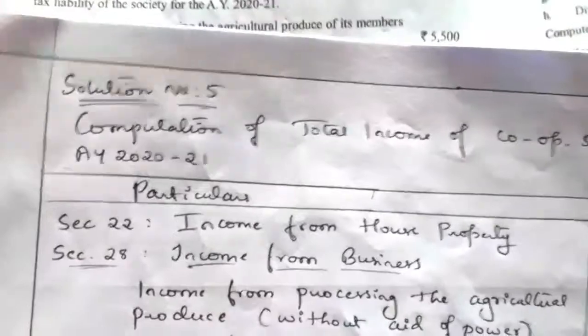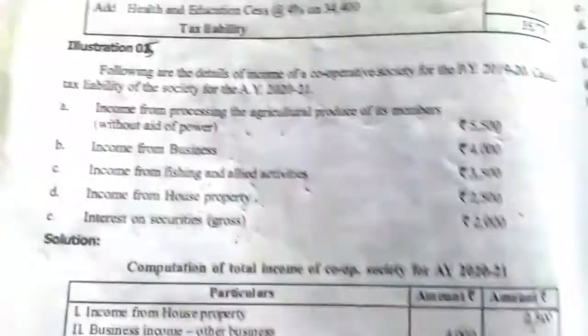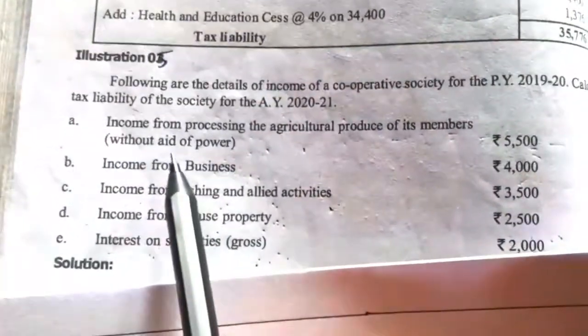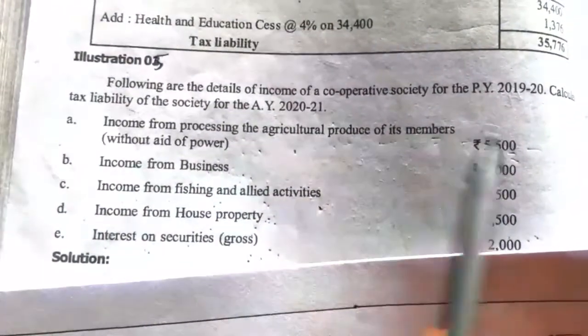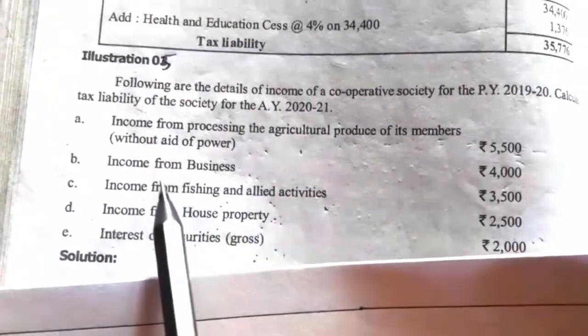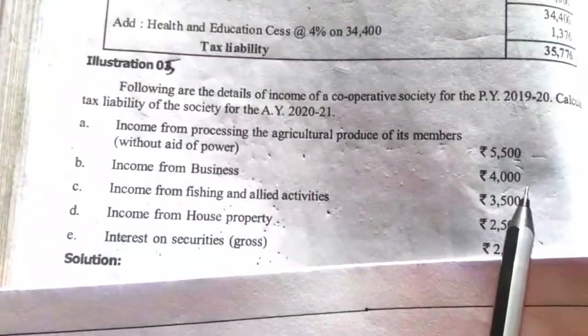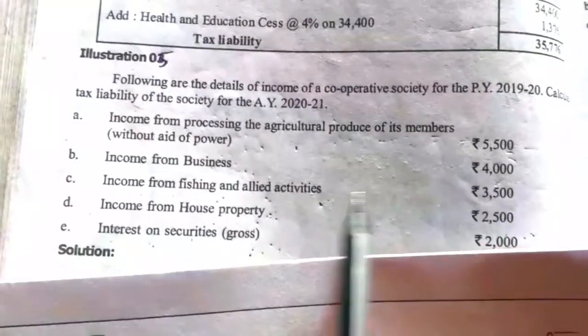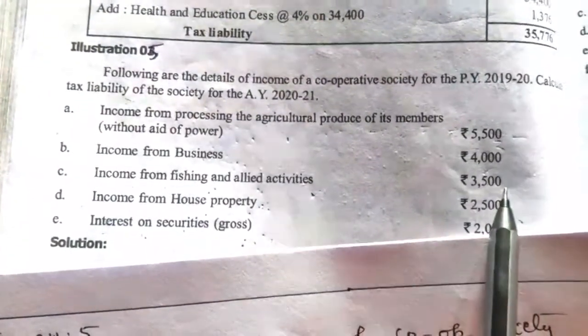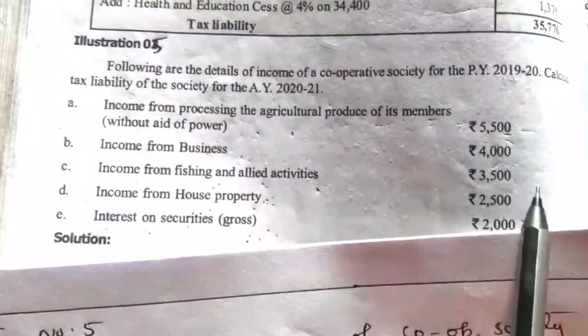Next section is income from business. Under business income we have income from processing the agricultural produce, which is a business income of 5,500 that we have to take. Then income from business, rupees 4,000, is also a business income we have to take. Then income from fishing and allied activities is also a business income. So these three incomes we have to take.